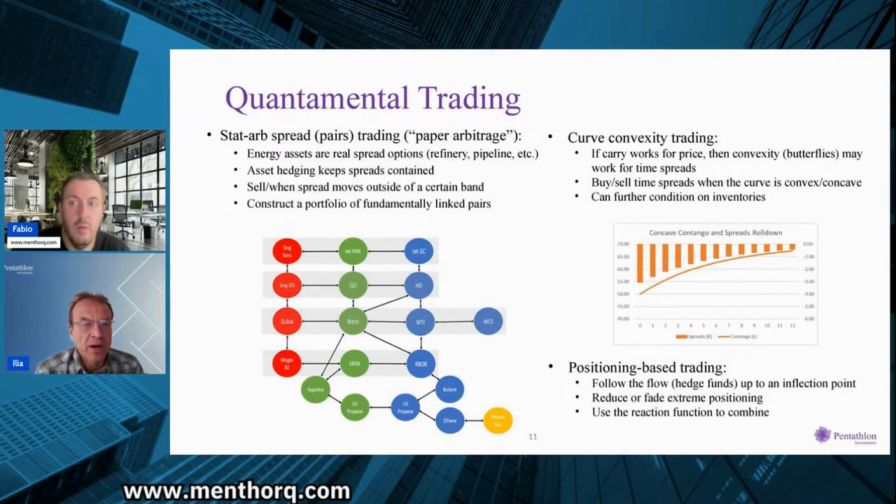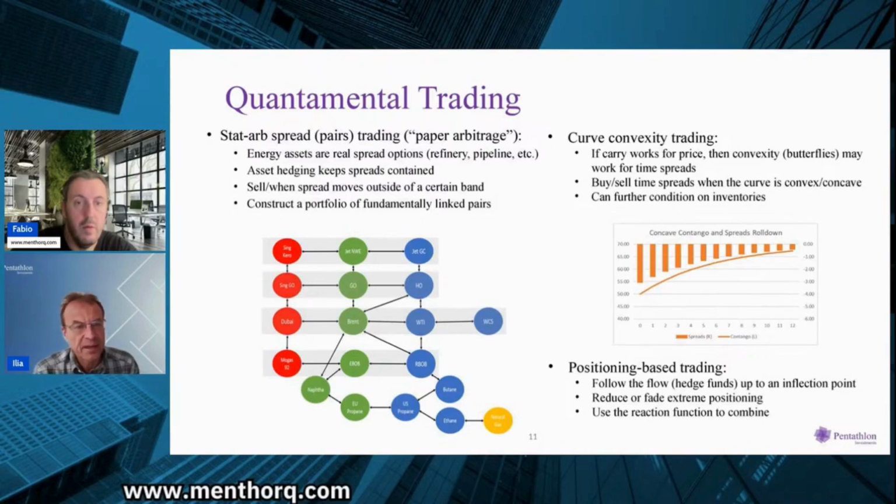Everything in the energy market is a real option on the spread. For example, an oil refinery is an option on the spread between gasoline and crude oil. So if this spread widens, then the refinery is going to start hedging it by selling the spread. And if the spread narrows, the refinery reduces the runs and buys back the spread. Similarly, WTI-Brent is essentially the spread on the ship. So the ship is a real option on transportation.